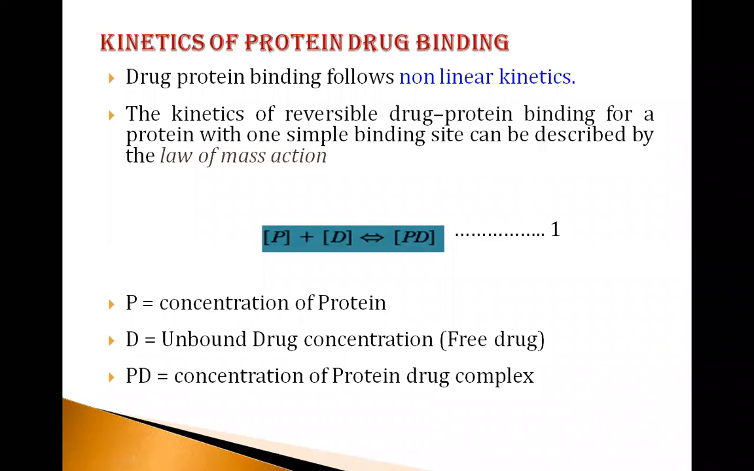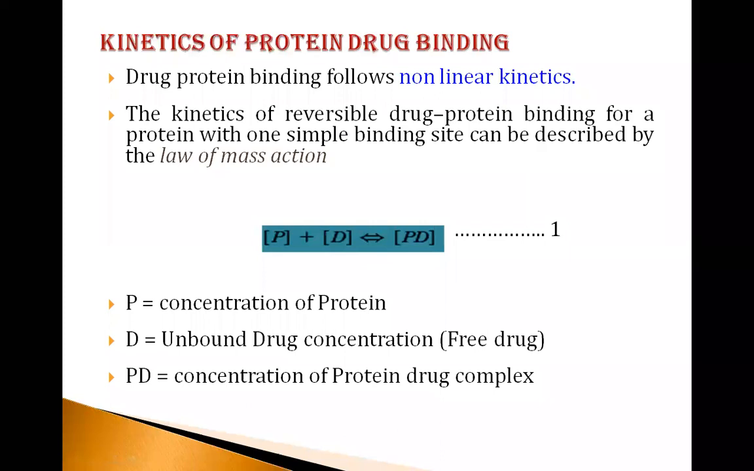Now this process can be understood by writing the equation based on the law of mass action. Hope everyone would have written this. That is, free protein plus the drug results in the protein-drug binding, the product. There is a balance between these two. The process can happen in either direction because it is a reversible process. When the arrow marks are in both directions, that indicates a reversible process.